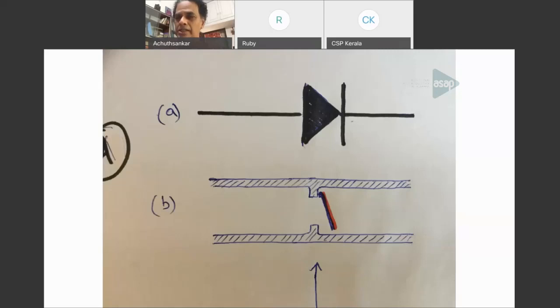Friends, do you recognize that in the electronic diode also, in the reverse direction, it is called the leakage current? So in the water valve also, there will be leakage. In the reverse direction, you increase pressure, there will be leakage.